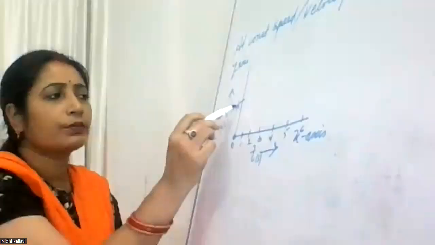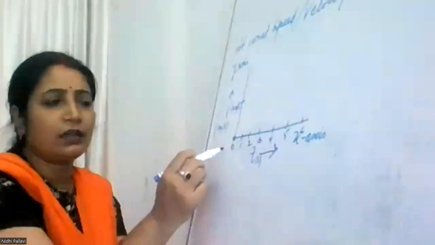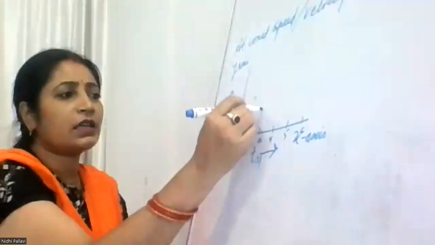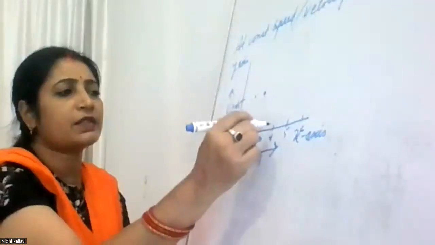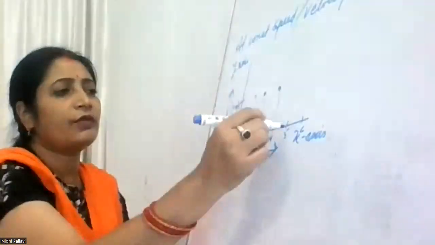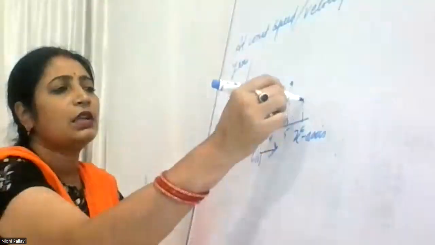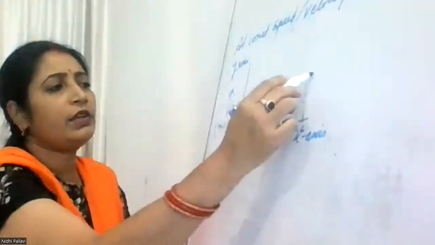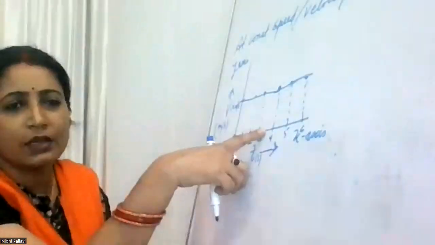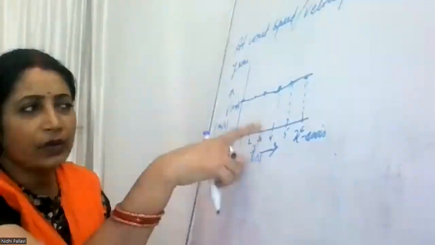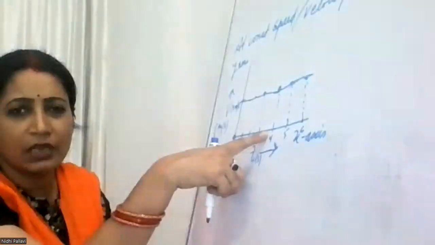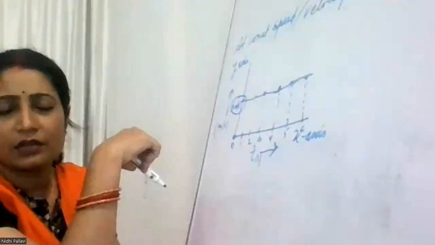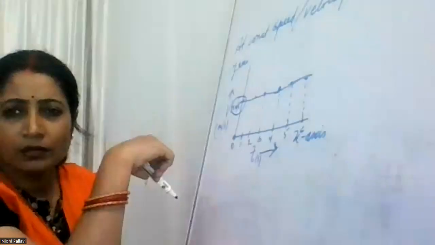In 1 second also, its velocity was 10 meter per second. In 2 seconds also, its velocity was 10 meter per second. In 3 seconds also, its velocity was 10 meter per second. 4 seconds में वही same velocity. 5 seconds same velocity. 6 seconds same velocity. So if we join the points, what we see? We see a straight line parallel to x axis. So when a straight line parallel to x-axis will be there, it will indicate that velocity is constant. Okay, everyone?